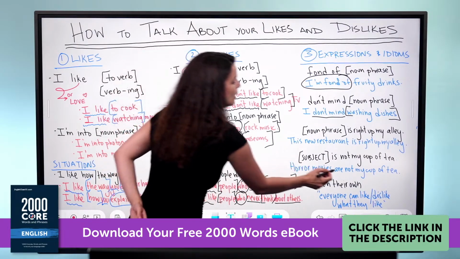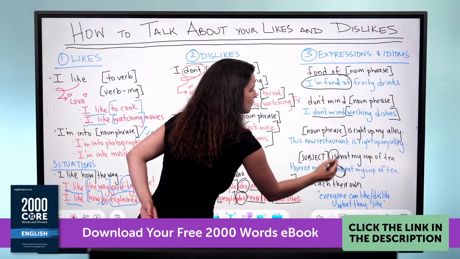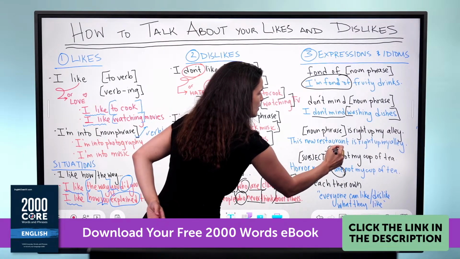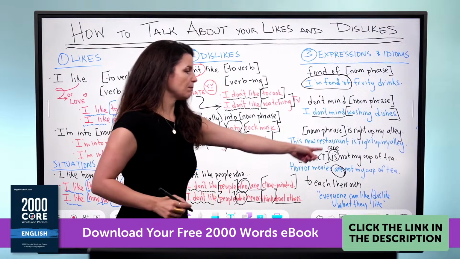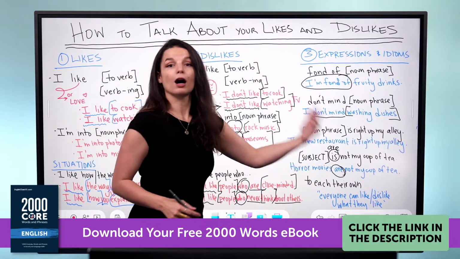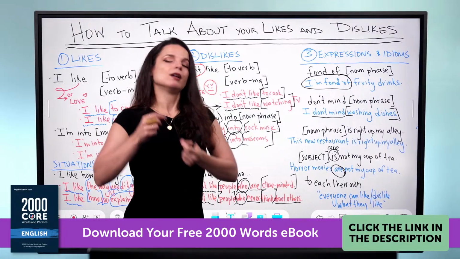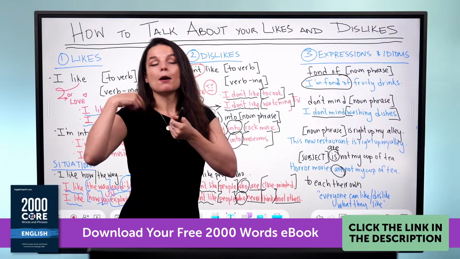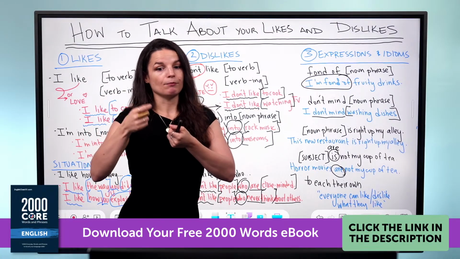Note, in this one, we need to be careful of our be verb. In the pattern here, I used is, but we need to make sure this be verb matches the subject. So in this case, horror movies are not my cup of tea. So my cup of tea sounds like my preference. That's the meaning, my cup of tea.